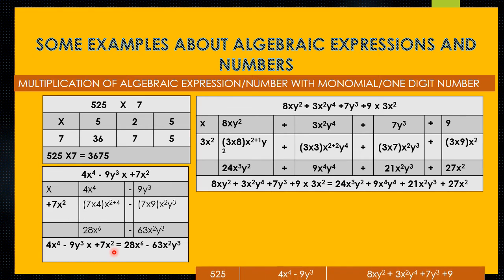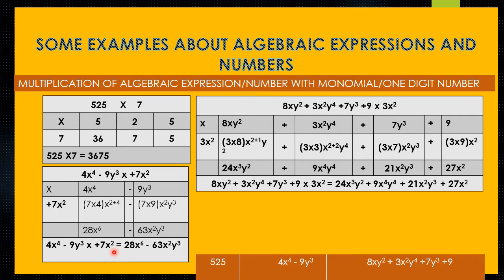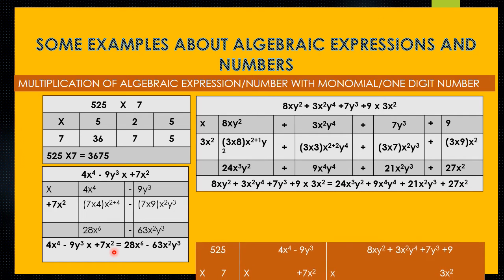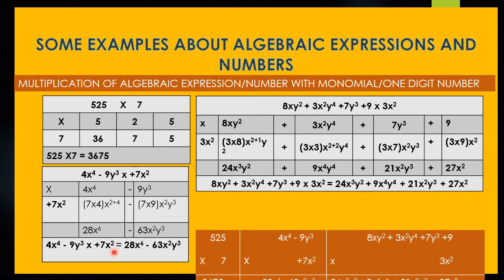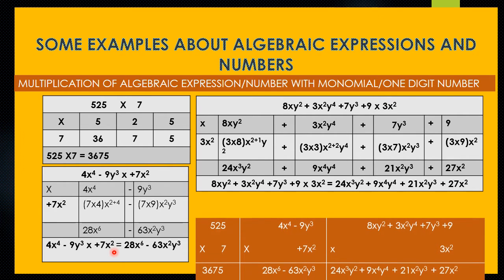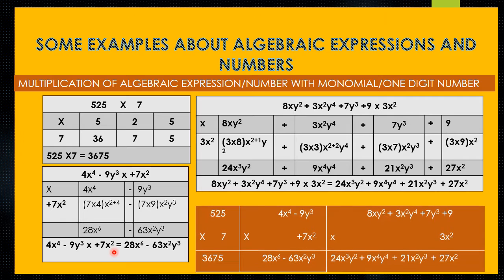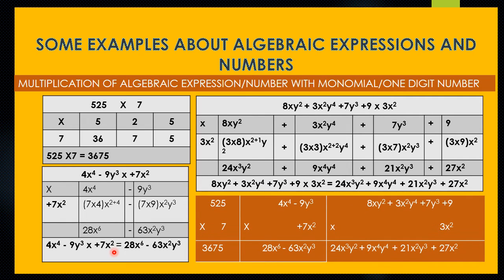If we multiply these three examples vertically, so here I have multiplied all these three examples vertically. 525 multiplied by 7 we get 3675, and 4x square minus 9y cube multiplied with 7x square we get 28x6 minus 63x square y cube. Multiplying 8xy square plus 3x square y4 plus 3y cube plus 9 with 3x square we get 24x cube y square plus 9x4 y4 plus 21x square y cube plus 27x square.